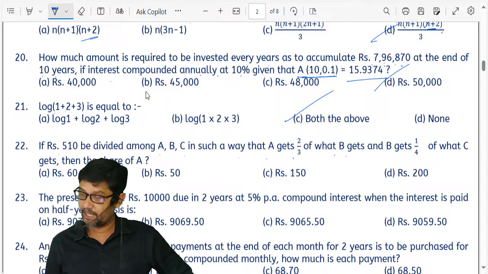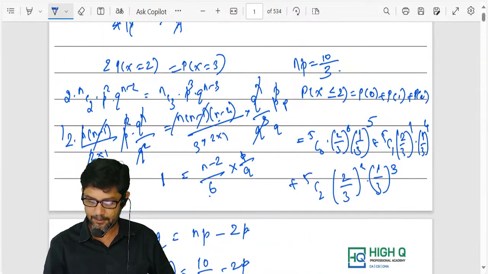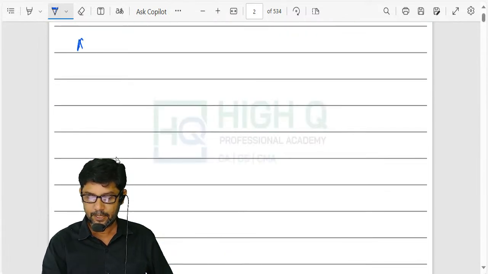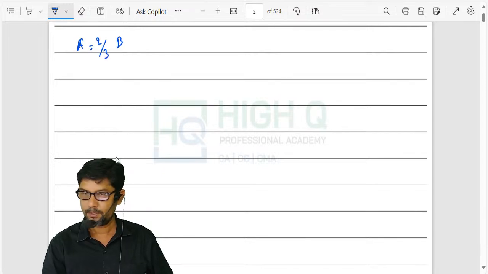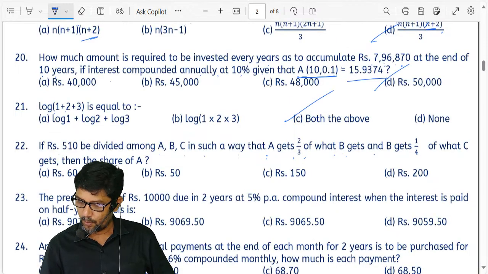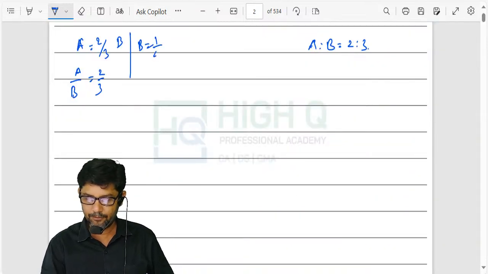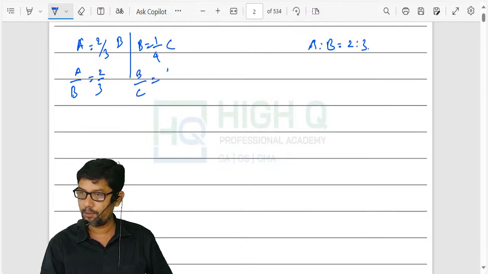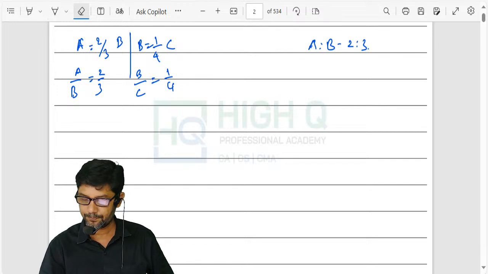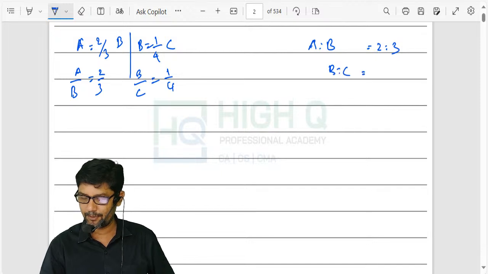Can I tell you now? What is given? A gets 2/3 of what B gets. A is equal to 2/3 of B. Correct? So can I say A by B is equal to 2 by 3? So A is to B equal to 2 is to 3. Next step. B gets 1/4 of C. Can I say B by C is equal to 1 by 4? Say yes or no? So B is to C is equal to 1 is to 4.